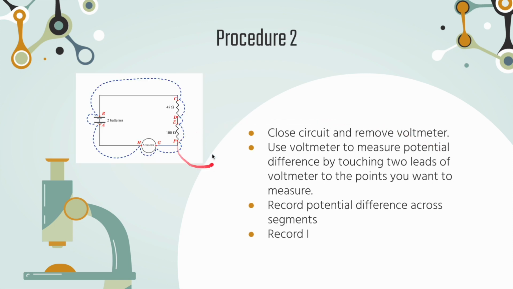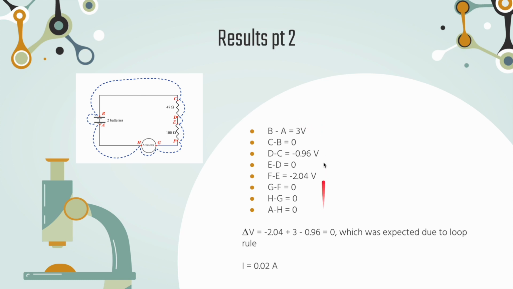After taking this as a baseline, we close the circuit and remove the voltmeter, then use the voltmeter to measure the potential difference by touching the two leads to the points we want to measure, across the entire circuit from A to H. We record the potential difference across those segments as well as the current. These are the values I got for all the different segments, and when we add all those potential differences together, the total is equal to 0, which was expected since that's the loop rule. The current stays the same at 0.02 amps.